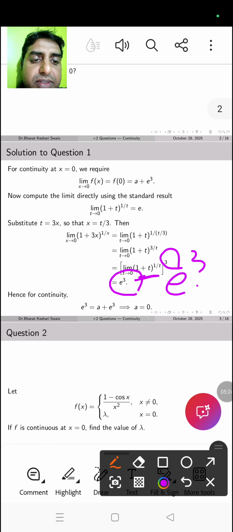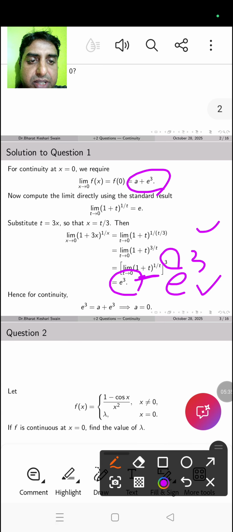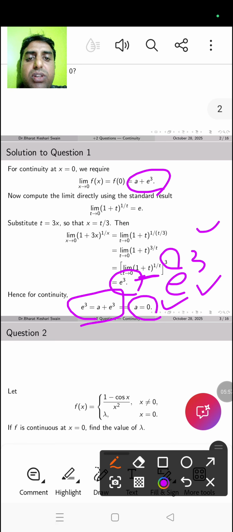Therefore, this is the limiting value, and according to our condition of continuity, the functional value must be equal to the limiting value. Our functional value was a plus e^3 and the limiting value is e^3. So e^3 is equal to a plus e^3. Cancelling e^3 on both sides, a will be 0. Got it? So for a equal to 0, the given function will be continuous.